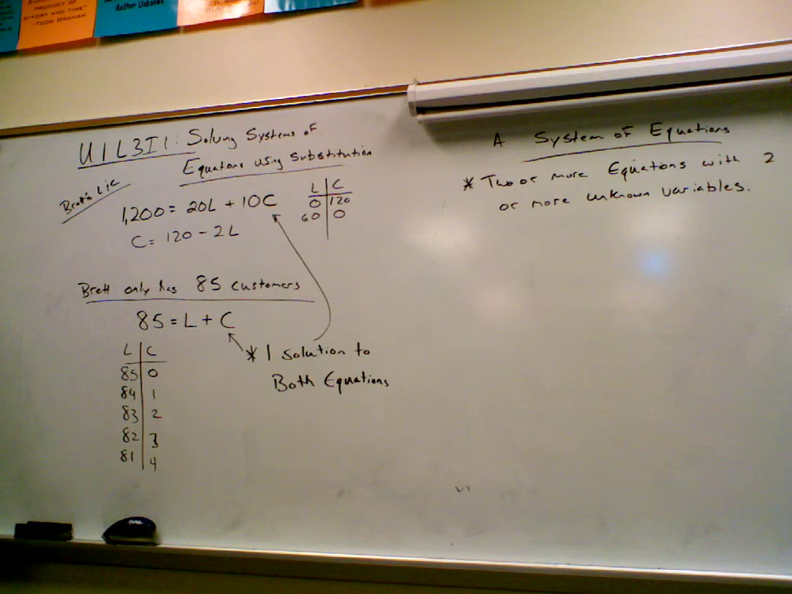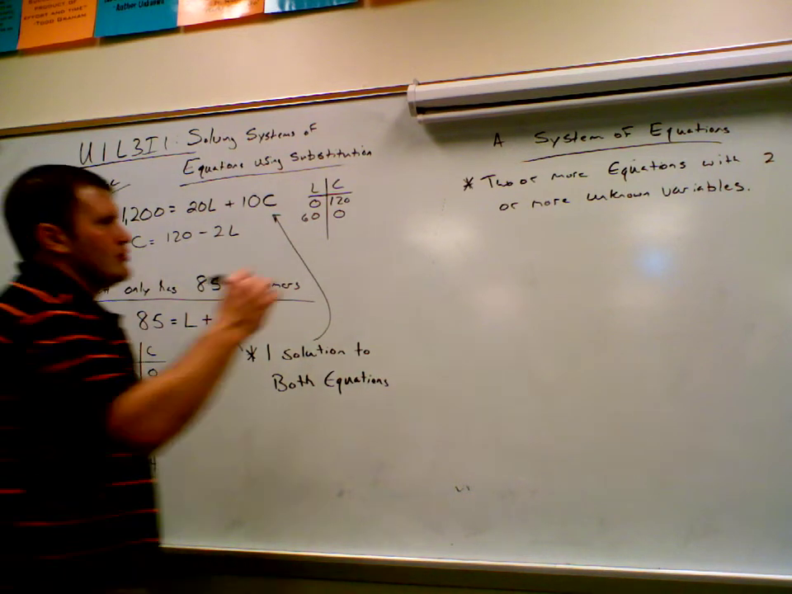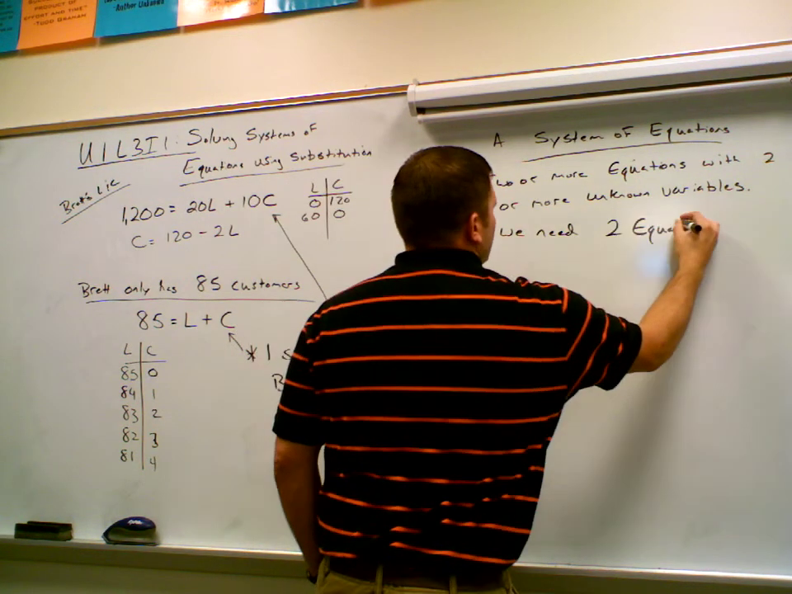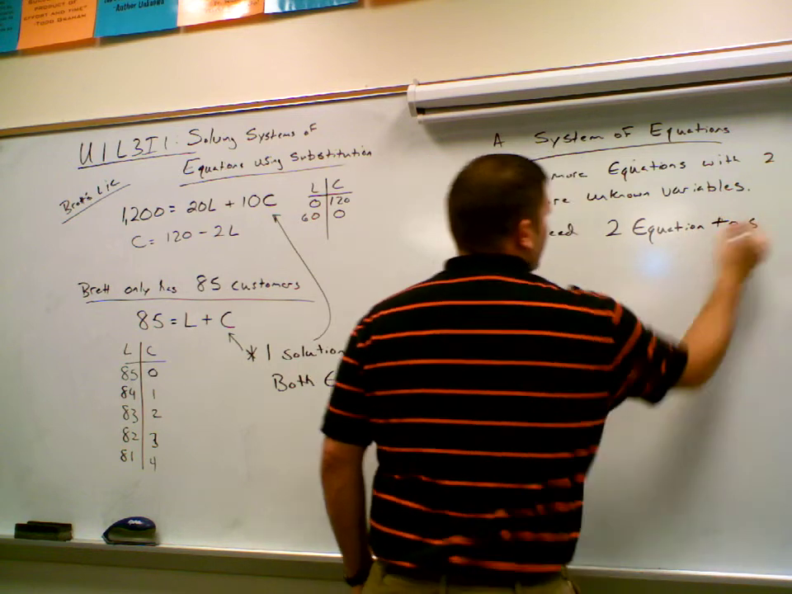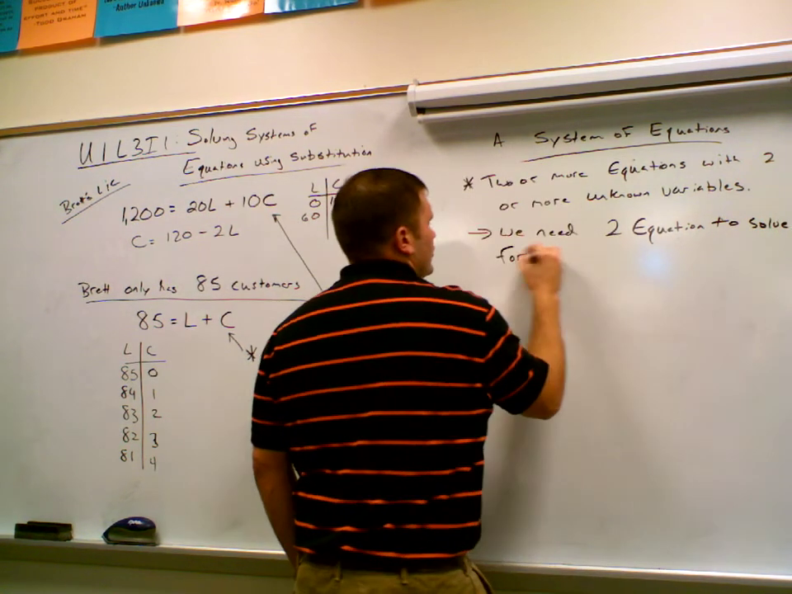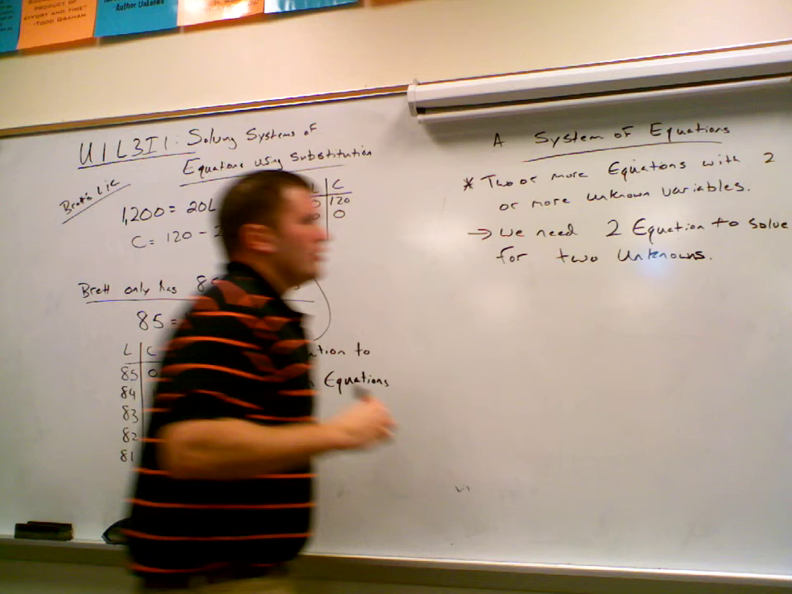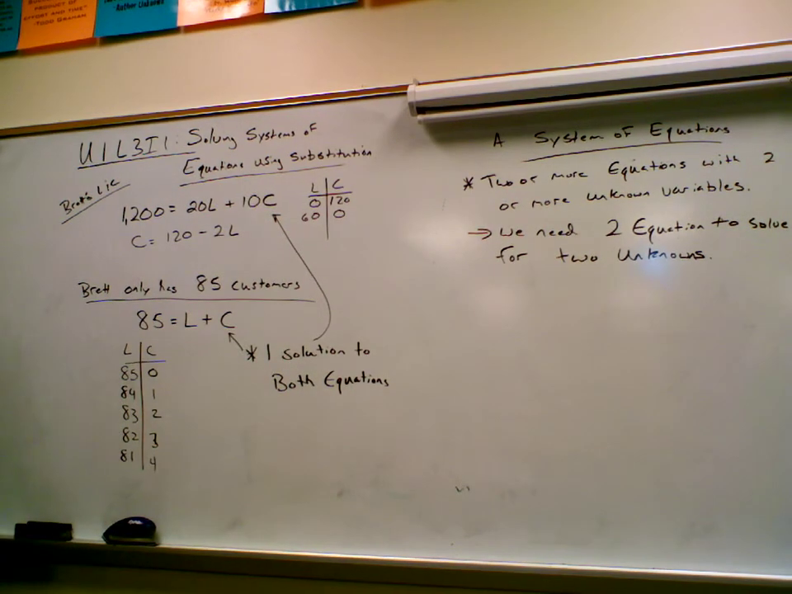If I have two unknown variables, how many equations do you think I need? Two. If I have three unknown variables, how many equations do you think I need? Three. If I have four, how many equations? Four. You need as many equations as you have unknowns. Now in this class, we're going to focus on two equations and two unknowns. Need two equations to solve for two unknowns.